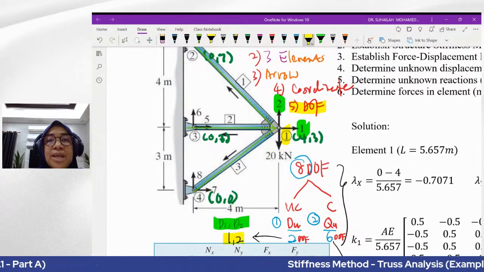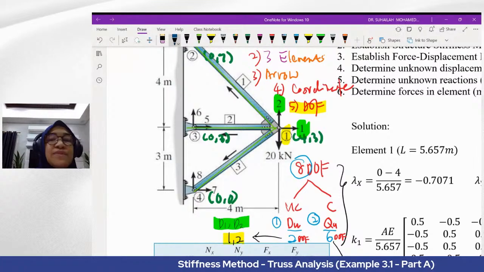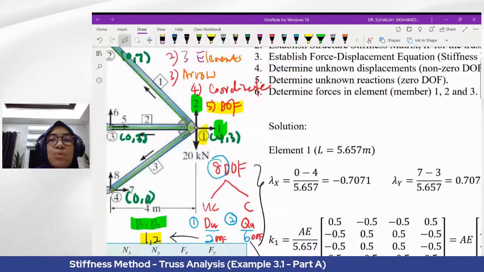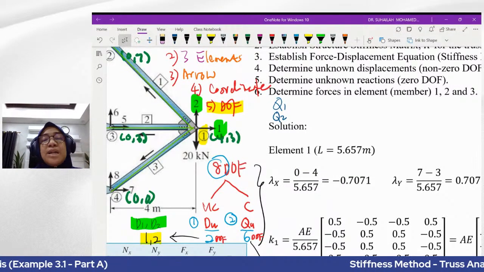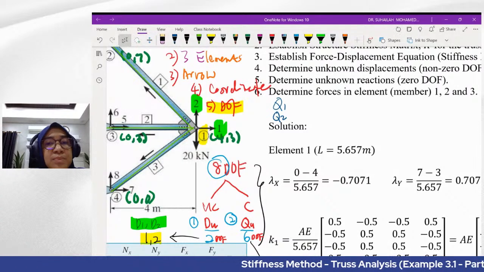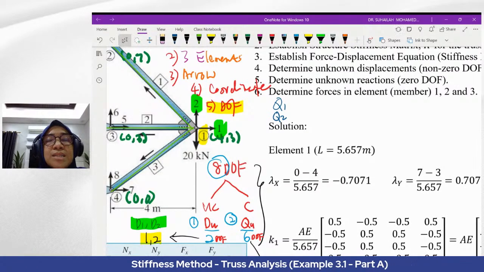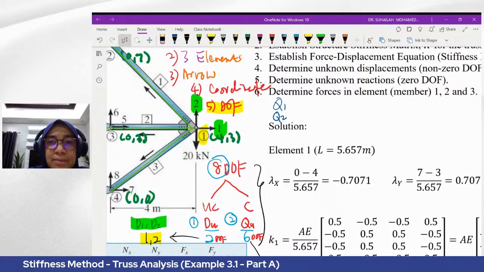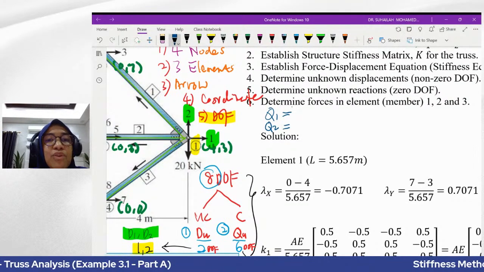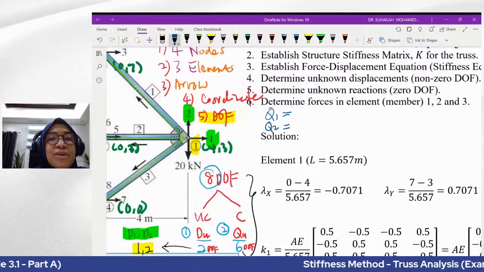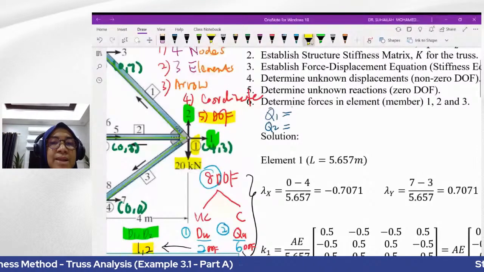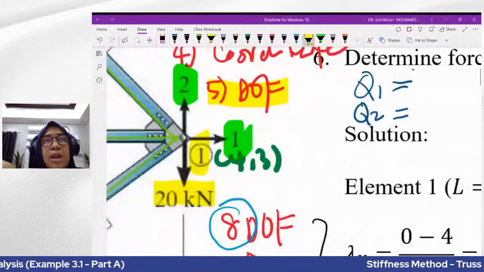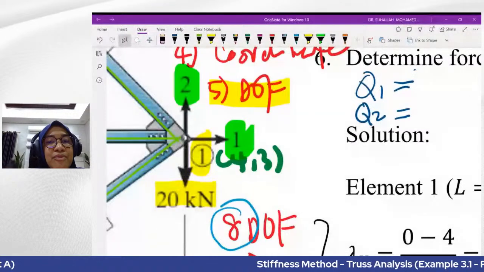Q1 has what we call a physical meaning. Q1, Q2, actually Q1, Q2 until Q8, but Q3 until Q8 are the reactions at the support. So what is the value for Q1? We must read from the diagram, from the forces given in the diagram. Look at node number 1 carefully.